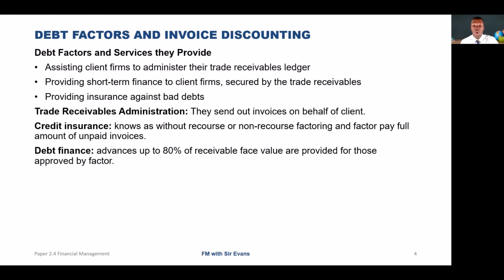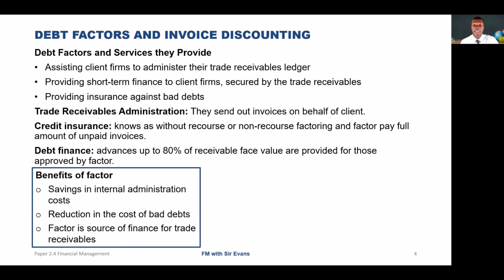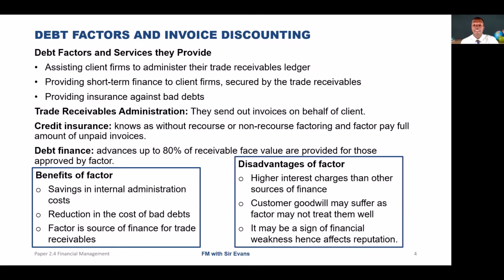Now, there are certain costs of factoring which consist of the service fee, commission charge, and any interest charges which may be borne by the entity. There are certain benefits of using a factor. So there will be savings in internal administration costs since the factor administers the trade receivables ledger. With non-recourse factoring, there is a reduction in the cost of bad debt, and the factor is also a source of finance for trade receivables.